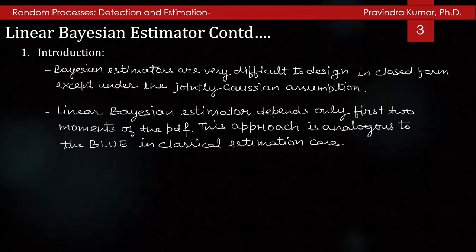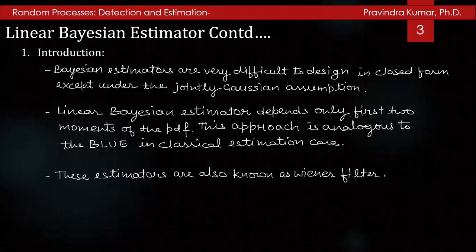In this lecture, we introduce the Bayesian estimator derived with a linearity constraint, which depends on only the first two moments of the PDF. This approach is analogous to the best linear unbiased estimator, BLUE, in the classical estimation case, and these estimators are also termed Wiener filters.